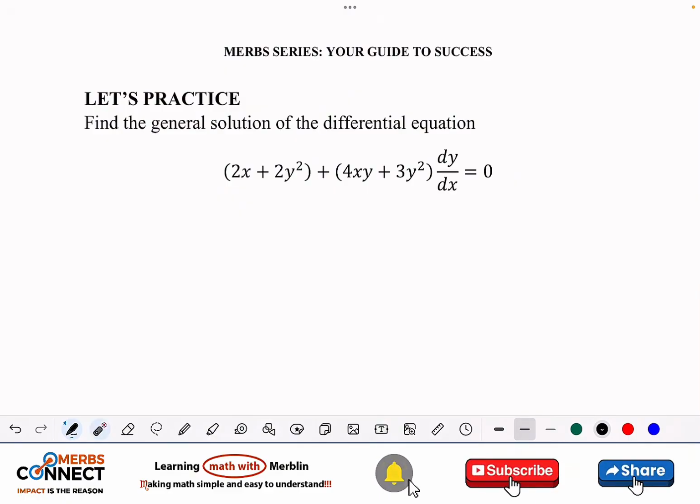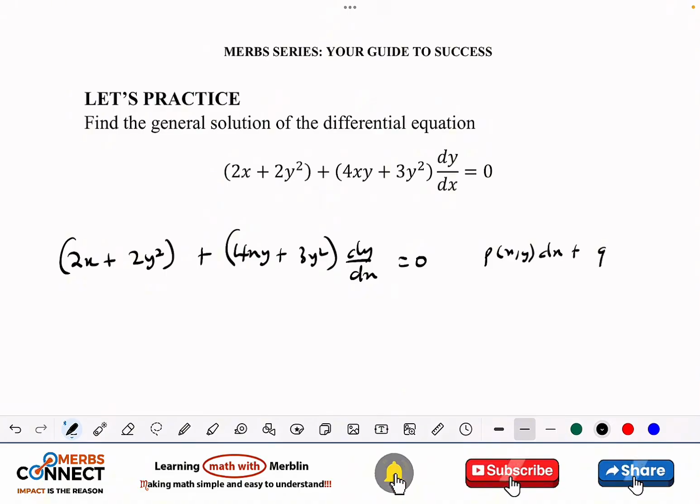So let's do that. First, the function is (2x plus 2y squared) dx plus (4xy plus 3y squared) dy over dx is equal to 0. So we need the standard form: P of xy dx plus Q of xy dy is equal to 0, right?